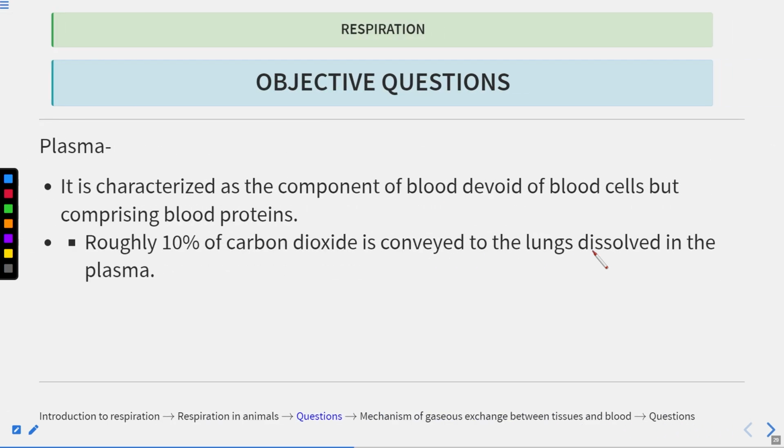Next is the plasma. What was plasma? It is characterized as the component of the blood devoid of blood cells but comprising the blood proteins. What are the blood cells? These are RBCs, WBCs, and the blood platelets. But the plasma consists of plasma proteins such as albumin and globulin. Roughly 10% of the carbon dioxide is conveyed to the lungs dissolved in the plasma.